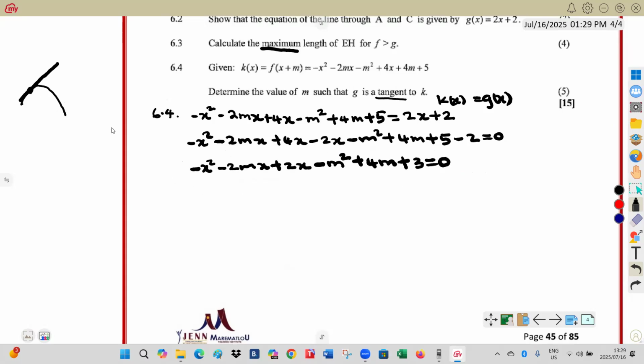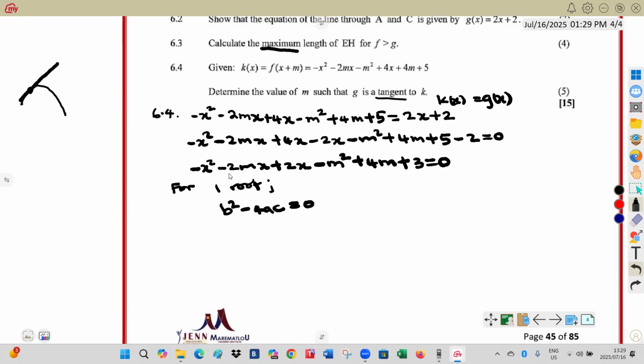But we said it's a quadratic and a linear function which are equated, and we are told the straight line is a tangent, therefore there is only one point of contact. When we say there is one root, if we are to solve this equation, and this equation is quadratic, we know that for one root, b squared minus 4ac must be equal to 0.